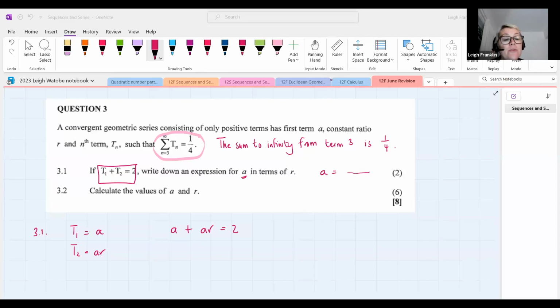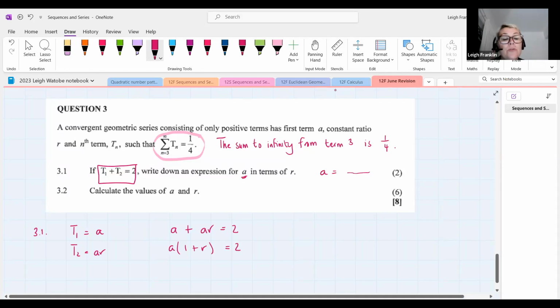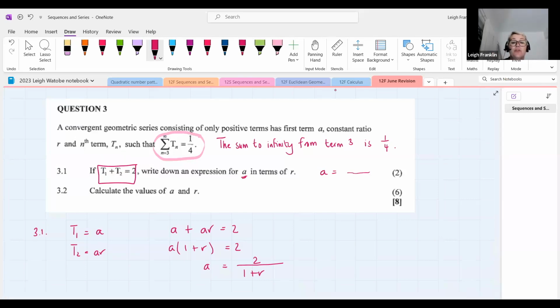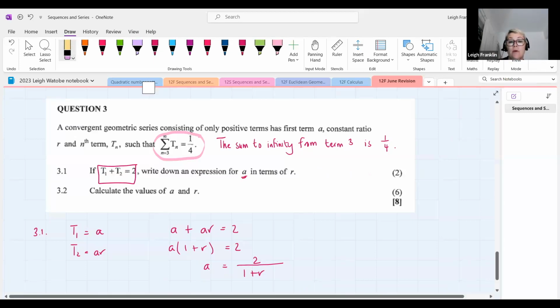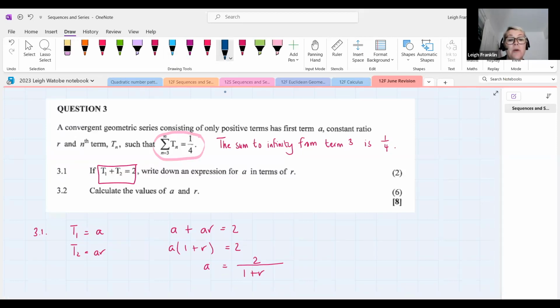So we would have to factorize. That would give us A times (1 plus R) is equal to 2. And now we would have to divide by the bracket on both sides. So we would end up with A equals 2 over 1 plus R. Now we have written down an expression for A in terms of R. Does that make sense to everybody? It's only out of 2 marks, so there would be a mark for this and then a mark for your answer.